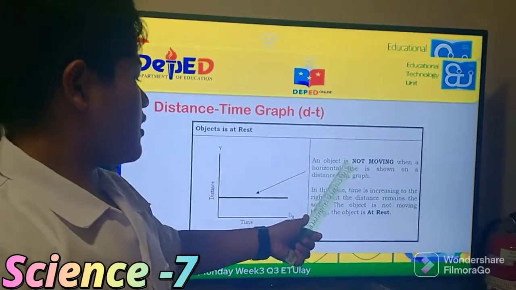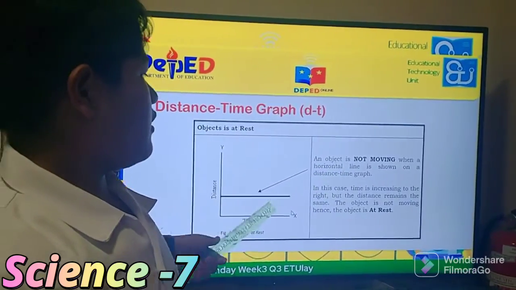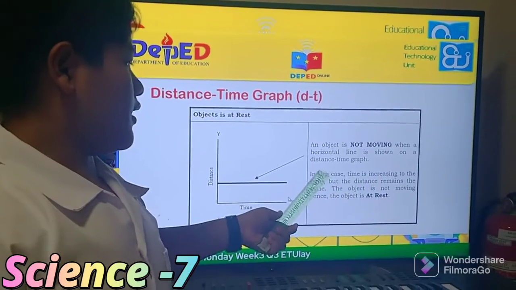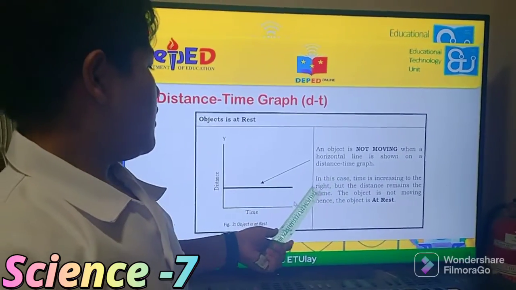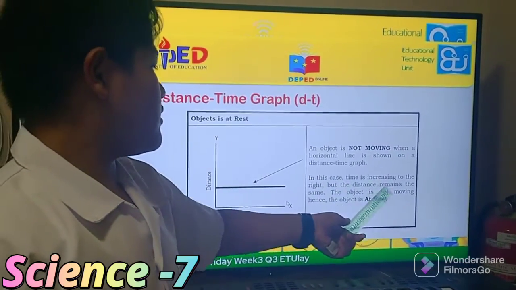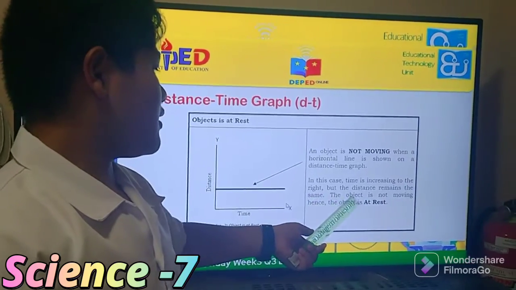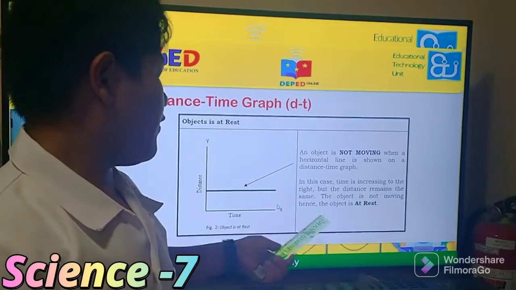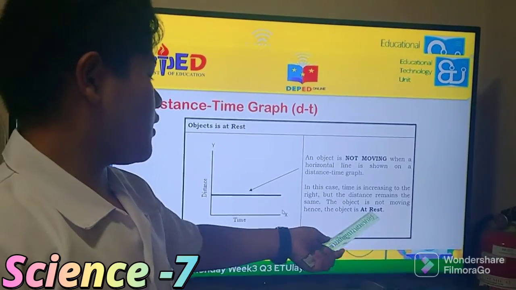An object is not moving when a horizontal line is shown on a distance time graph. In this case, time is increasing to the right, but the distance remains the same. The object is not moving, hence the object is at rest.